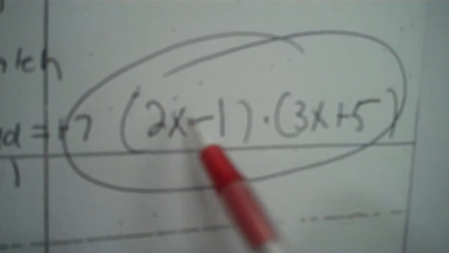Then the 6 and the 10, look in the 6 row. Here's 6, there's no 10, so you go up. Here's 6, here's 10, so it's 2. So 3x plus 5, okay? There you have it, okay? 2x times 3x is 6x to the second, negative 1 times 5 is negative 5.